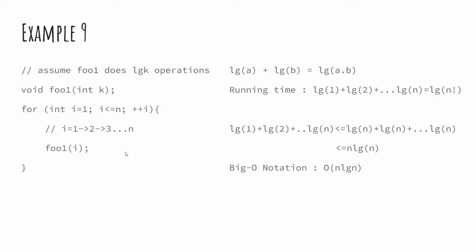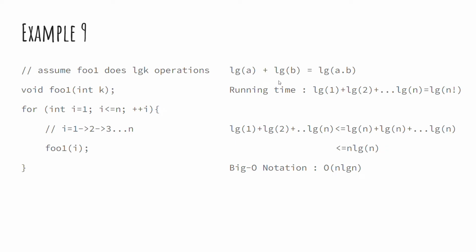Okay, so for example 9, we have been given a function foo1 which takes an input in the form of an integer k, and we have been told to assume that the function foo1 does log k operations. And then we have a for loop where the iteration variable I runs from 1 all the way up to n, and it gets incremented by 1 in every iteration. So for every value of I we again run the foo1 function.